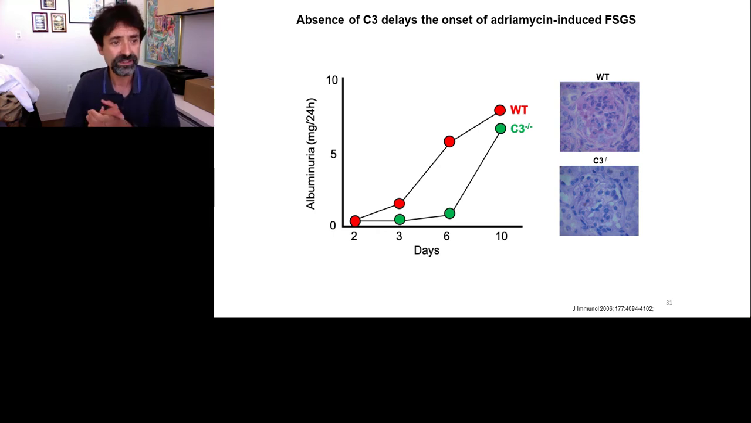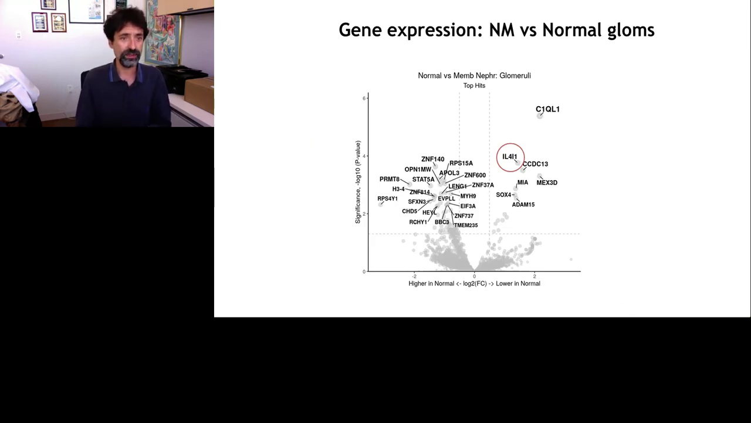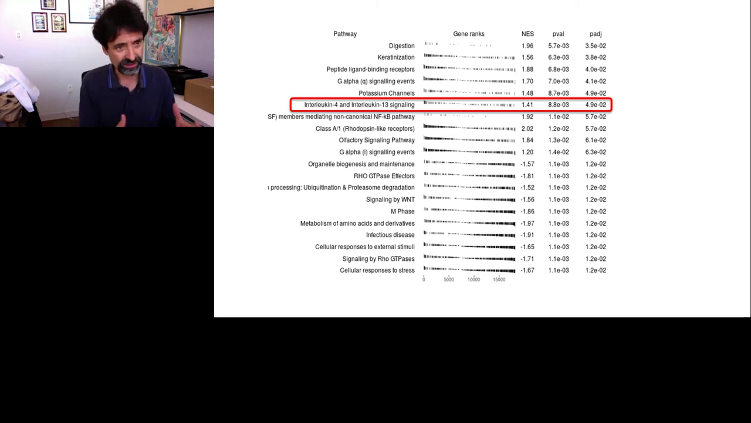We next moved to our immune-mediated disease, membranous nephropathy. And here we also found a pathway that we were not really aware of that was upregulated, the IL-4 pathway. Here you see in the volcano plot an upregulation of one of the genes of this pathway. And in the pathway expression analysis, again, IL-4 ranked amongst the top pathways.